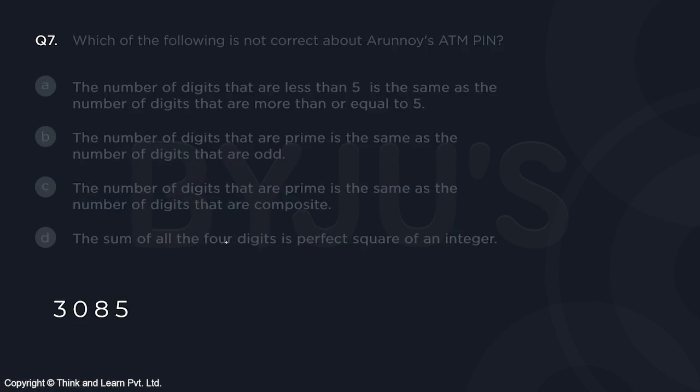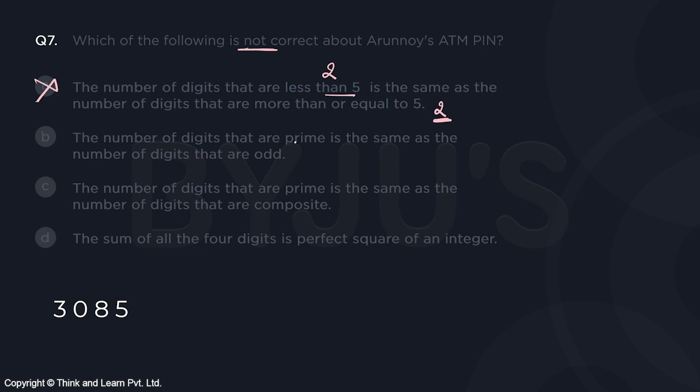So let's have a look. Which of the following is not correct? The number of digits that are less than 5, I have 2 digits, is the same as the number of digits that are more than or equal to 5. More than or equal to 5, I have 2 digits. This is correct. Question is asking not correct. So this is not my answer.